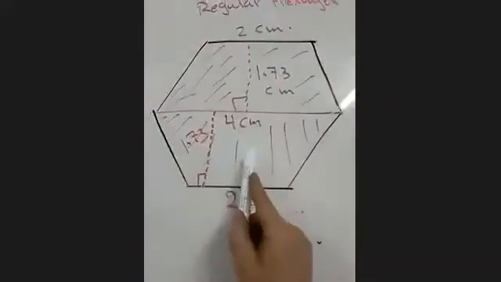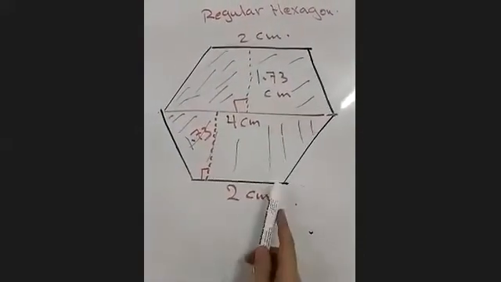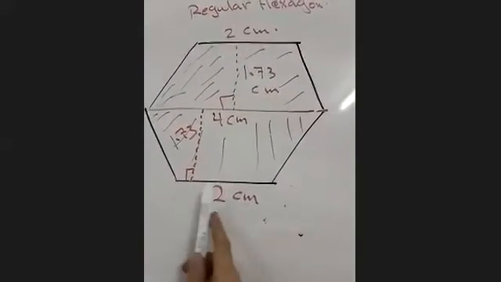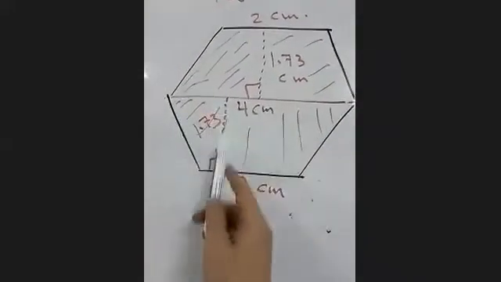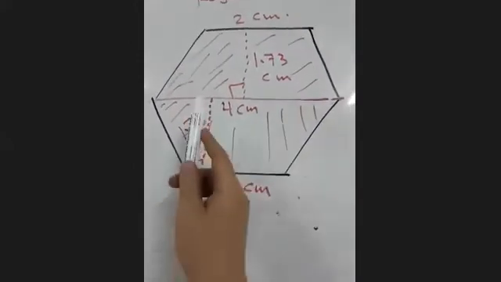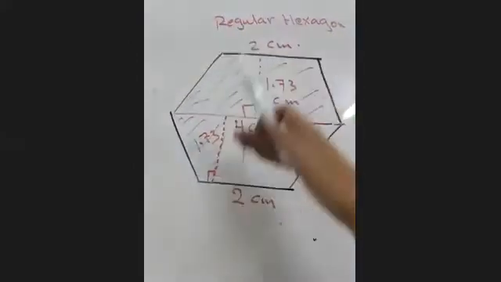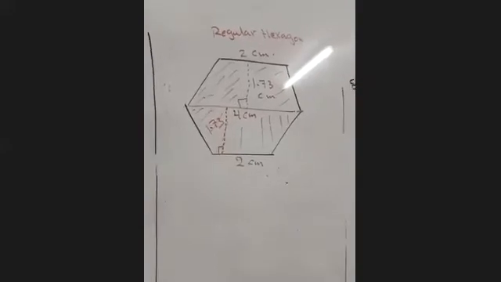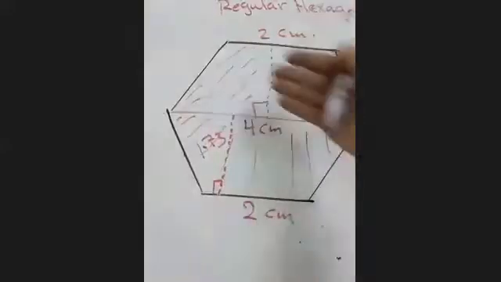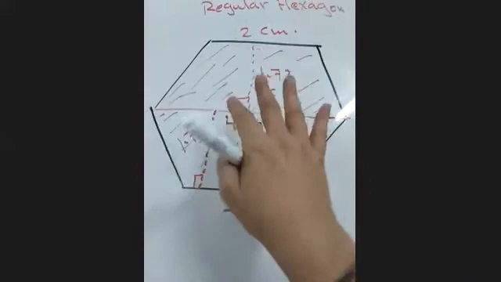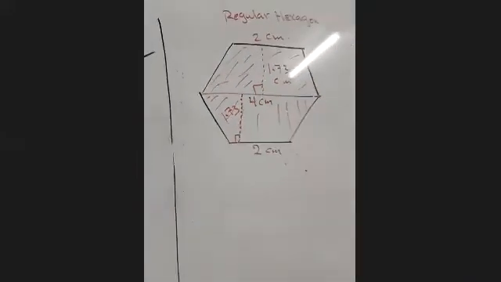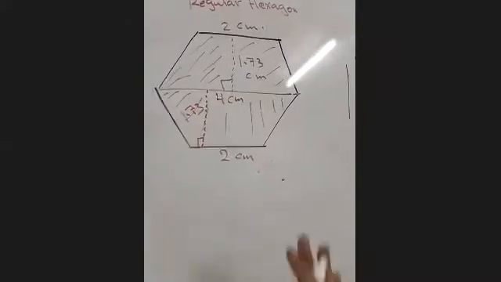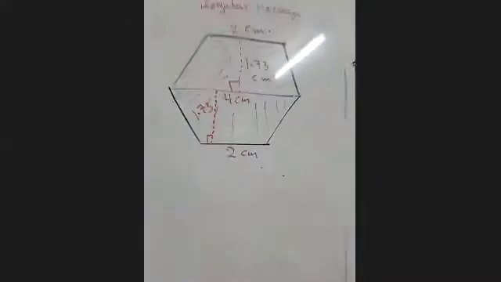Let's talk about the lower trapezoid. How much is base 1? 2 centimeter. Base 2? 4 centimeter. Height? 1.73 centimeter. It is the same, right? Yeah, it is the same. So we have 2 trapezoids with the same dimensions. So they have the same what? Areas, right? Right.